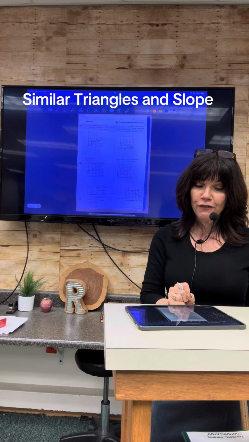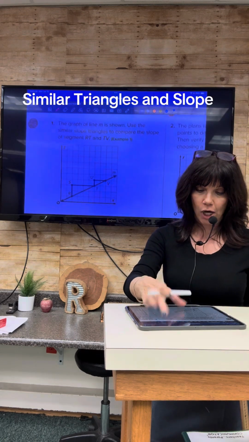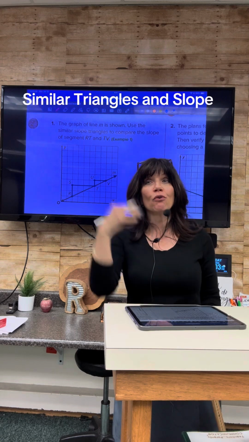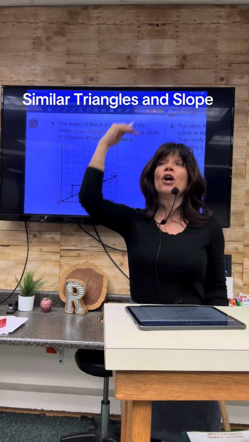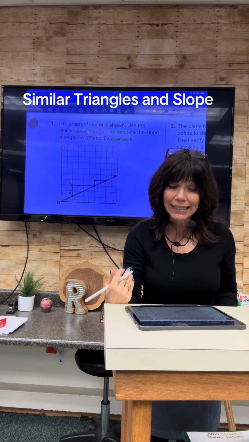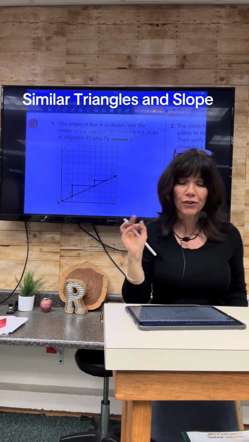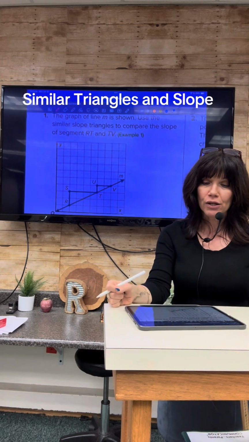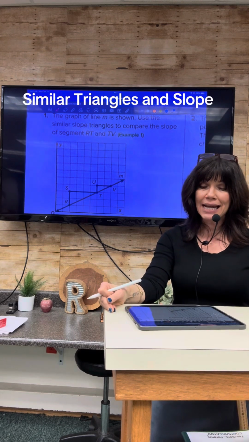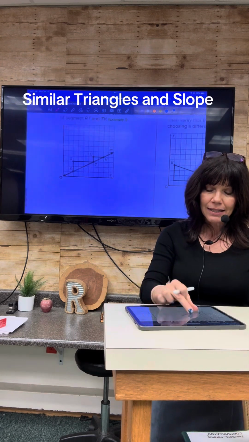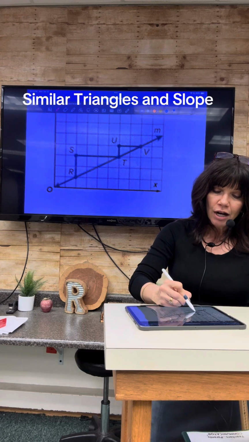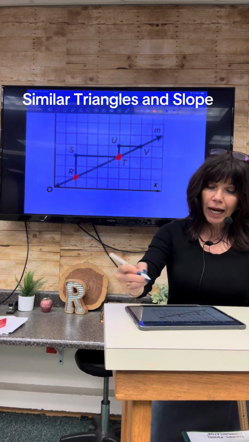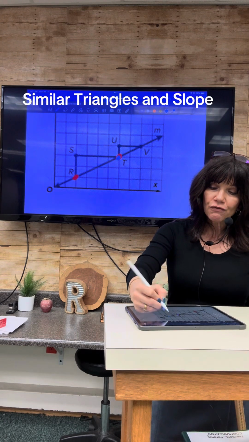Please go to the very first practice for tonight's homework. And remember, this is really just a continuation of what over what. Say the R words. Rise over run. Don't let them confuse you with all their cute little triangles. The graph of line M is shown. Use the similar slope triangles to compare the slope of segment RT and TV. So guys, they want you to compare from R to T and then compare from T to V.